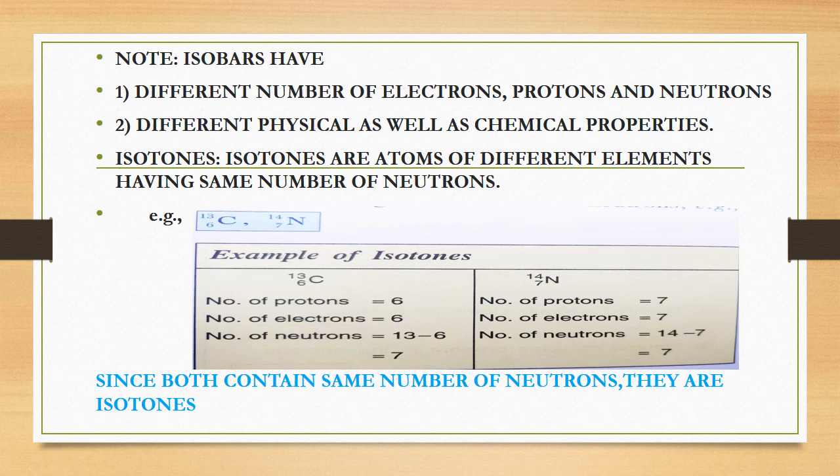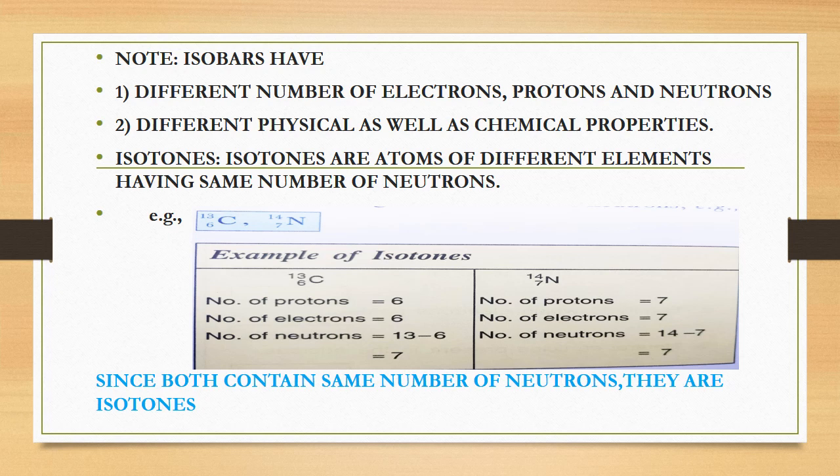You can try it with the help of the example given in the previous slide with reference to that of argon and calcium as the isobars. Just try it. Now, you also need to note that different isobars will have different physical as well as chemical properties. Coming to isotones. What are isotones then?